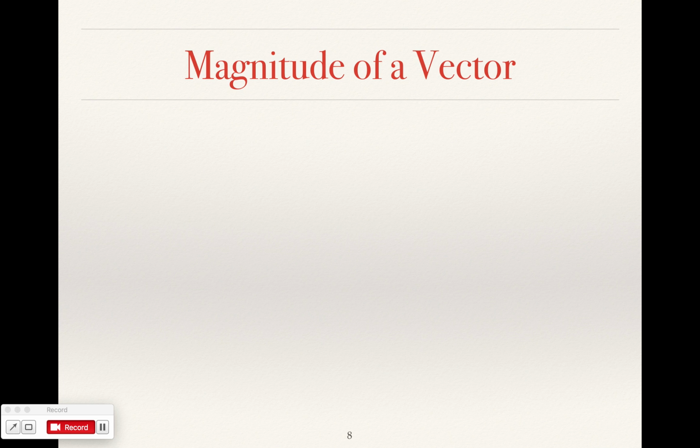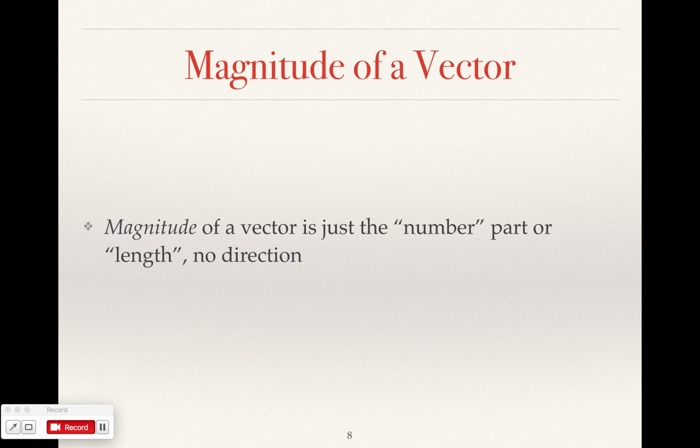Finally, we also talked about the magnitude of the vector already. Remember, the magnitude of the vector is just the number part, or its length, so you're basically throwing out the direction information. The notation is A with the arrow over it, that's our vector, and the absolute value bars indicate that we just want the magnitude. Sometimes you also see this written as A without the arrow. A without the arrow just means the magnitude of A.